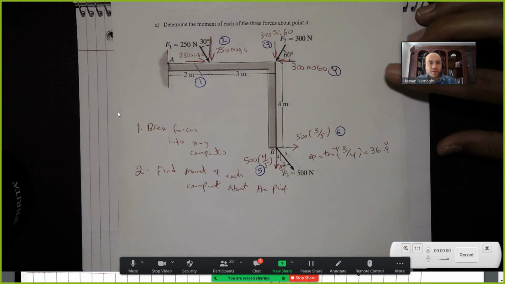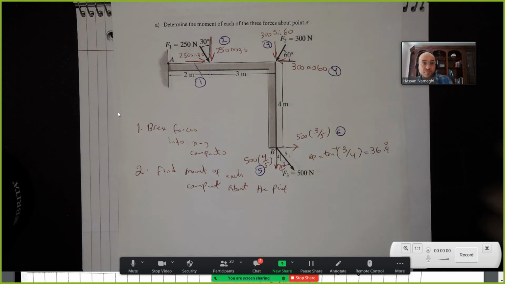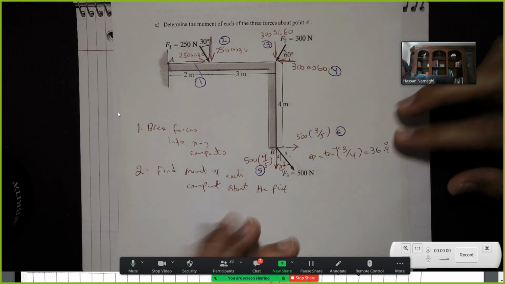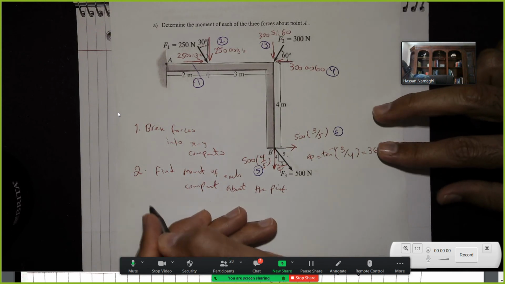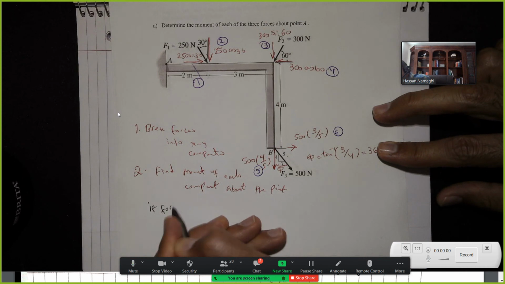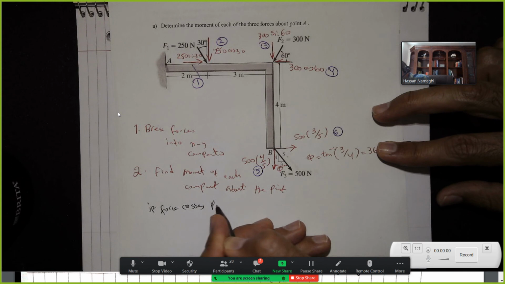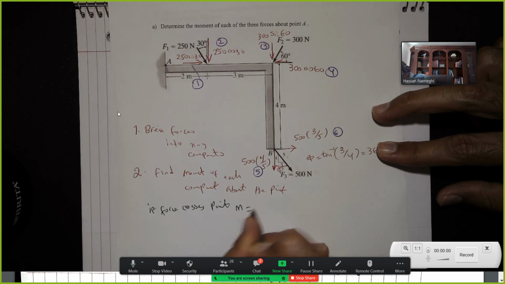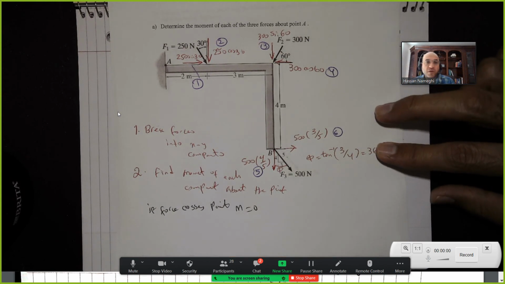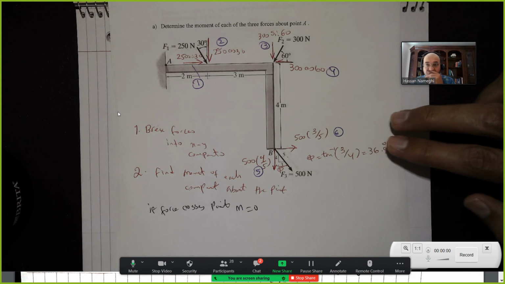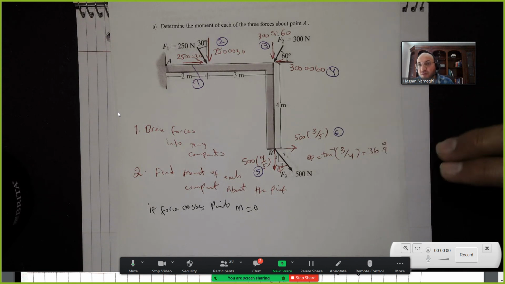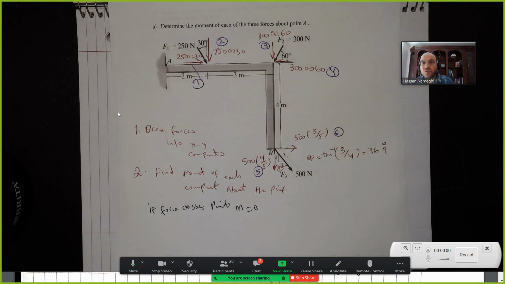The first component, 250 sine 30, with respect to A. Does it create any rotation? And why doesn't it create rotation? We know if the force crosses the point, the moment is 0. If you look at 250 sine 30, that crosses point A. When it crosses point A, there is no rotation.